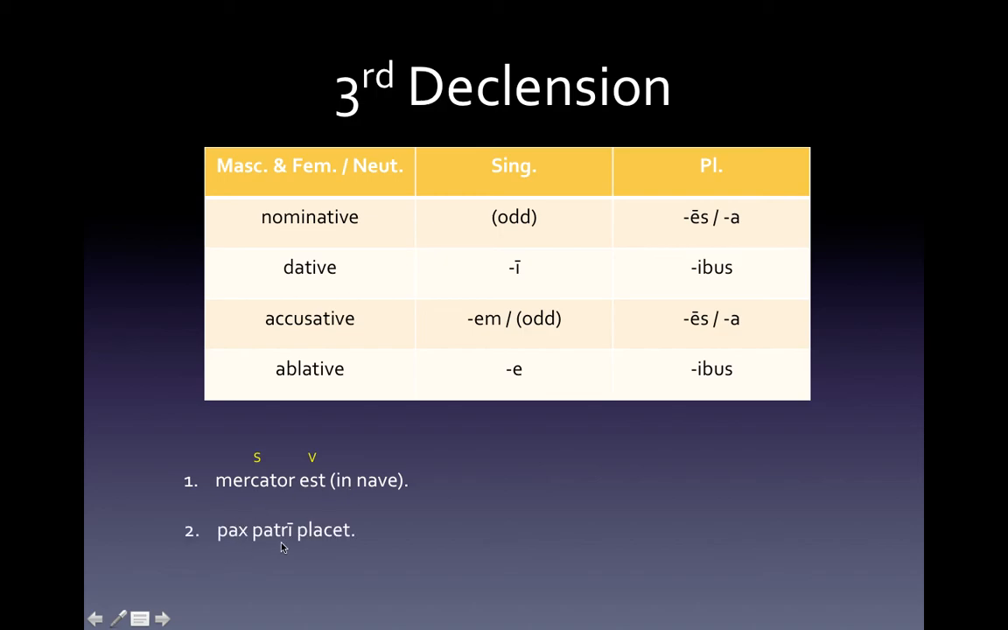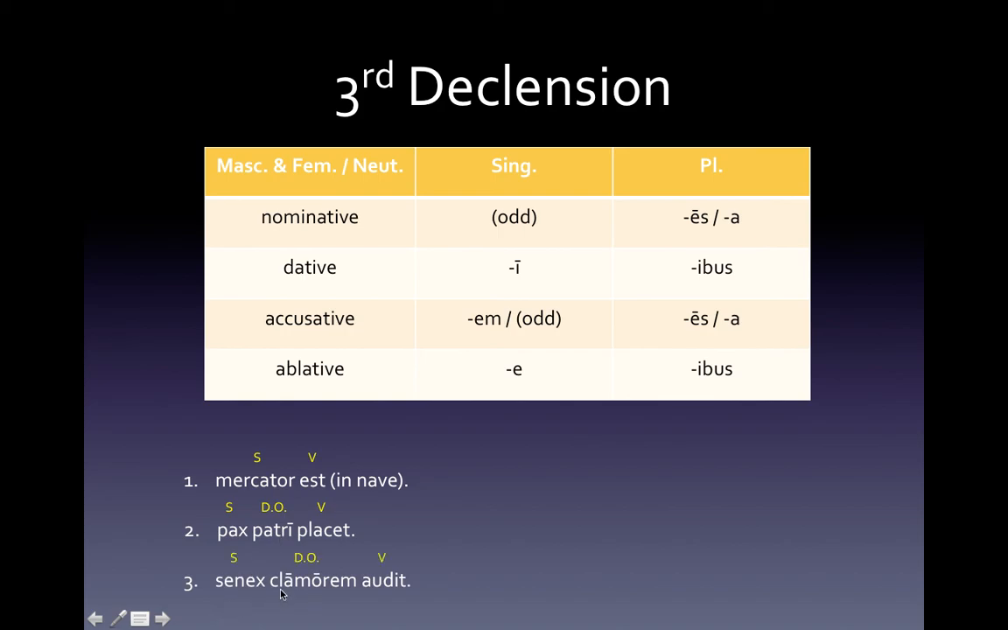All right, pax patri placet. Pax is our subject. We know that because there's no box up here with an X in it. It goes in the odd box. All right, and then patri is an accented i. It's dative, which is usually our indirect object. However, placet takes the dative as the direct object. So peace is pleasing to the Father, or peace pleases the Father.